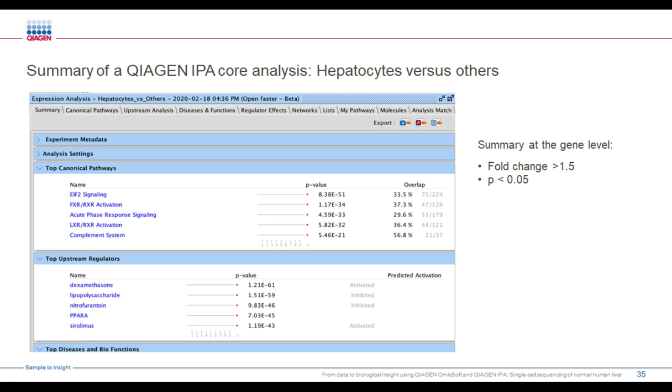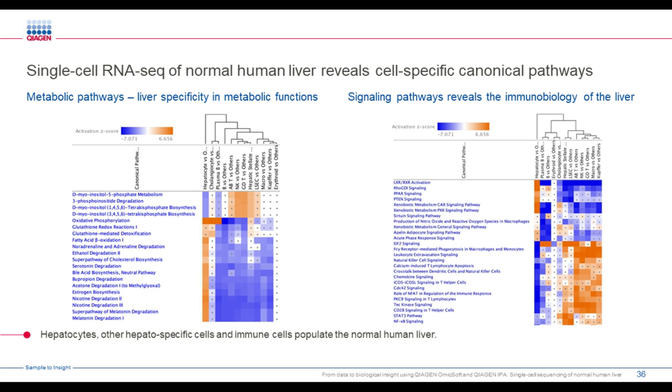So once you are in IPA, the analysis is done. Here, this is hepatocyte versus others. We set up some fold change, some p-value. This is just a screenshot of the summary of the core analysis, what we call a core analysis. And basically, we give you the top canonical pathways, the top upstream regulator, and I will define for you what it is later, and many other pieces of information. So let's go to the core of the data itself.